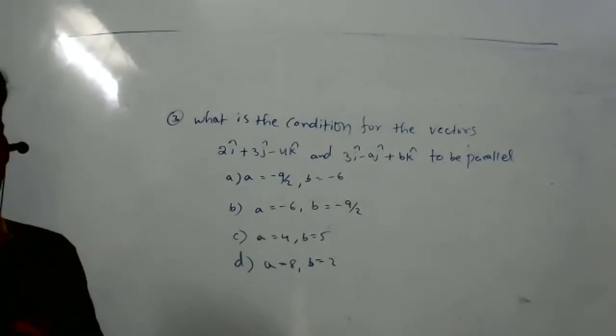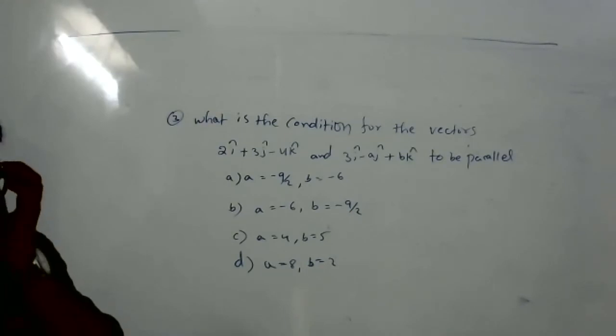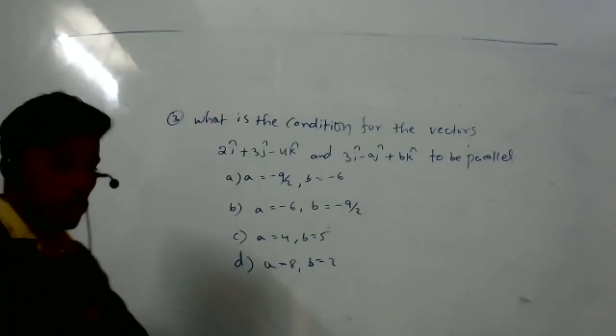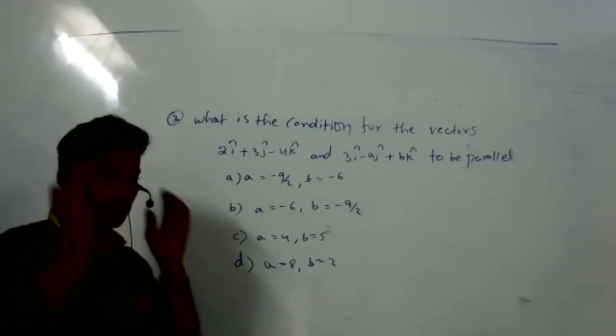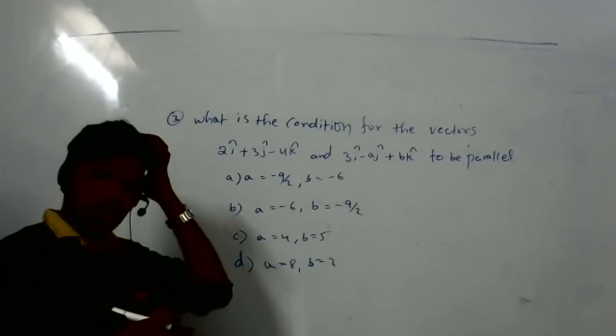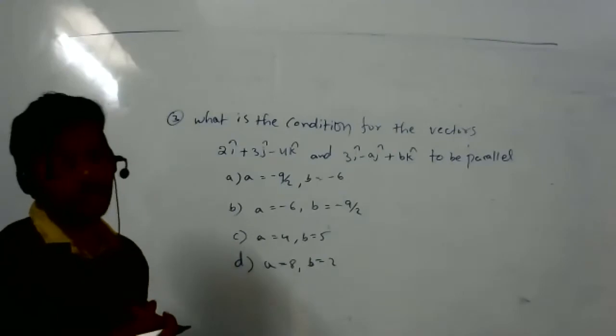What is the condition? Sir, here they're saying parallel, right? Yes. So if two vectors are parallel to each other, their cross product is 0. So we need to use the cross product. It would be A, right? Sir, so we should use the cross product here, right? Yes. Prashant, how did you get it?